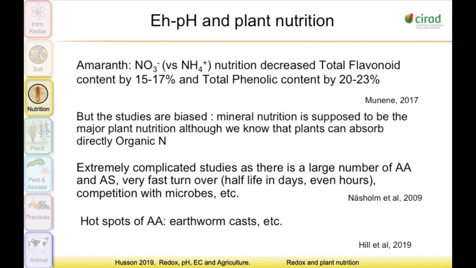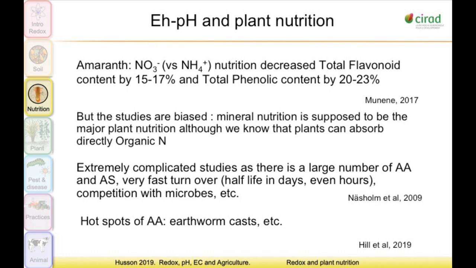They don't need to reduce again and again. So first, there's a gain in energy. Even if they need to absorb it actively, there's a huge gain of energy. But also, you don't have the imbalance in the charge, so you don't modify the pH in the plant. So it's better for this. But it's extremely complicated to perform this study because with nitrate or ammonium, it's easy to measure both. But when you say it's organic nitrogen, you have tens of amino acids, you have the amino sugars, and then you will need to measure maybe 50 different parameters. And the turnover, the half-life of some amino acids can be days in the soil, and even hours. So it's very difficult to identify.